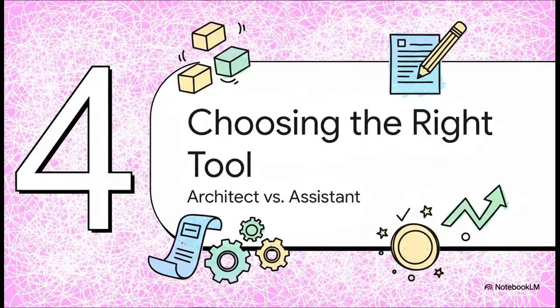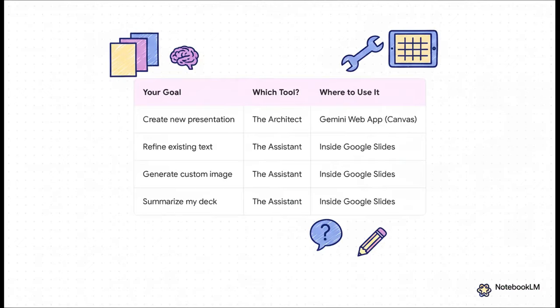So it really all comes down to this, knowing which tool to use and when to use it. Let's just break it down one last time to make it absolutely crystal clear. This table really sums it all up, doesn't it? If your goal is to make a brand new presentation from scratch, you're using the architect, and you're doing it in the Gemini web app. For pretty much everything else, fixing text, making an image, summarizing your deck, you're using the assistant right there inside Google Slides. It's that simple.